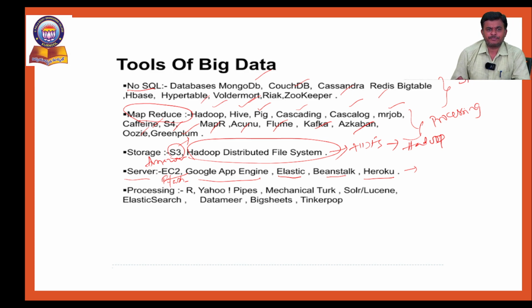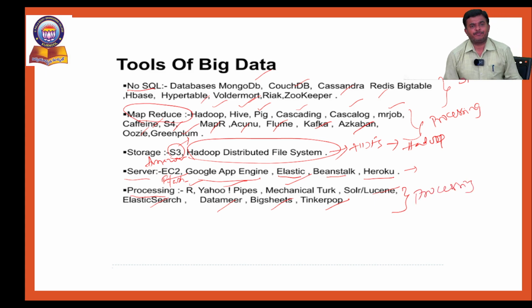Next, how do we process? Using the R language, Yahoo Pipes, Mechanical Turk, Solr and Lucene, Elasticsearch, Datameer, BigSheets, and TinkerPop. So these are again tools that help in processing the big data. So using these tools, we can store and process the big data.